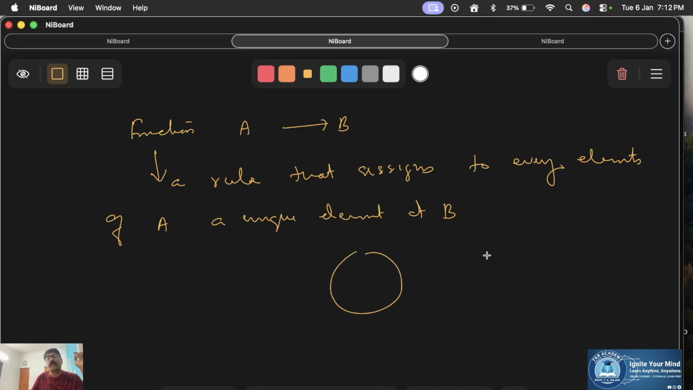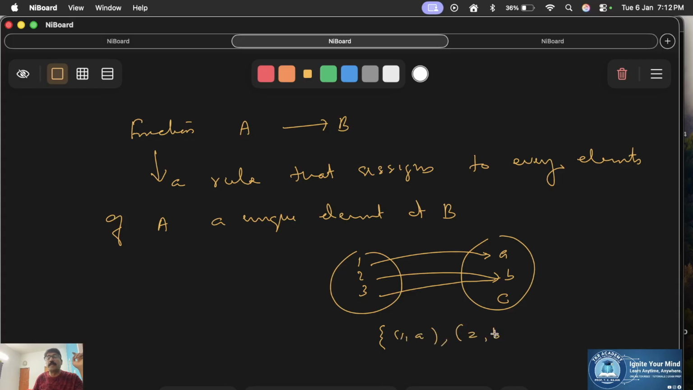For example, here, consider 1, 2, 3 here. Every element is associated with some unique element. 1 is associated with A, 2 is associated with B, 3 can be associated with B, there can be another element C here, no problem. Now this is a function. Here when you write the function in tabular form, it consists of the pairs 1, A, then 2, B, then 3, B. Here every element 1, 2, 3 has an image.